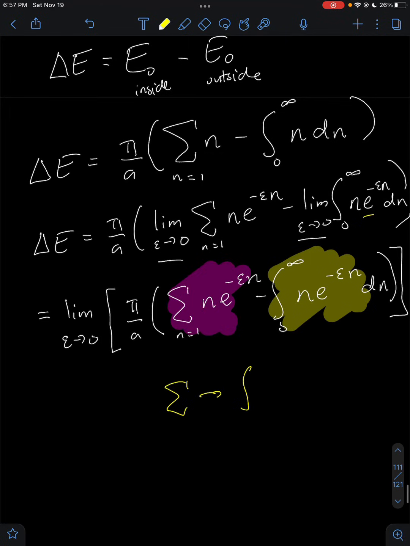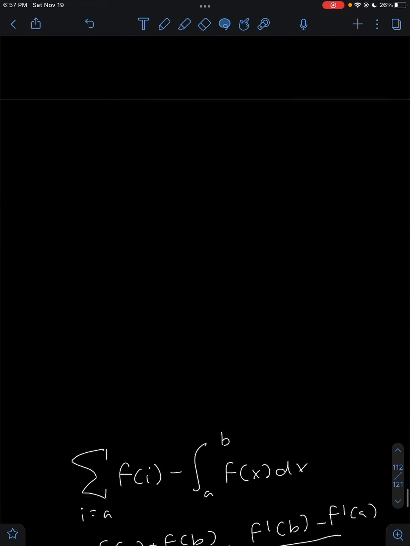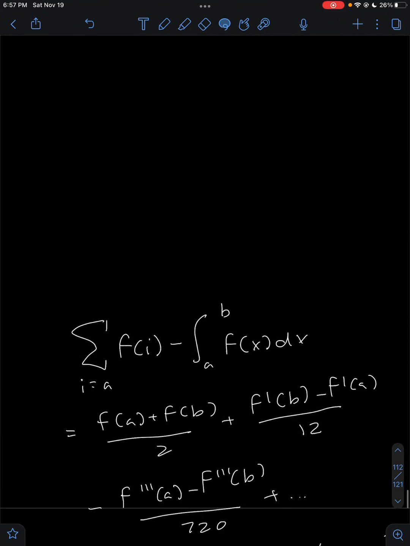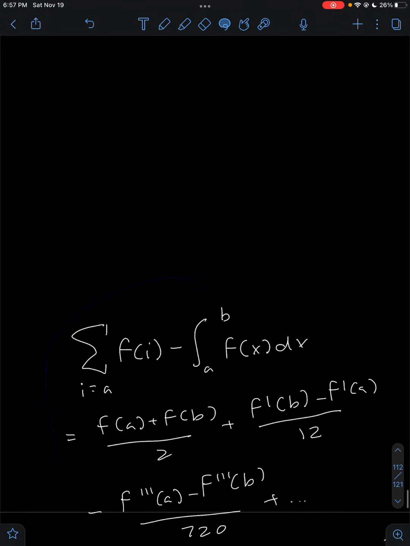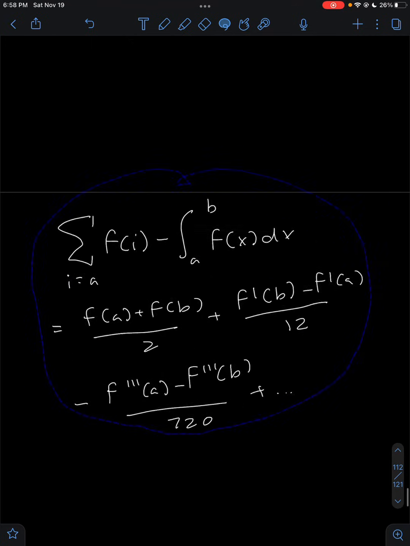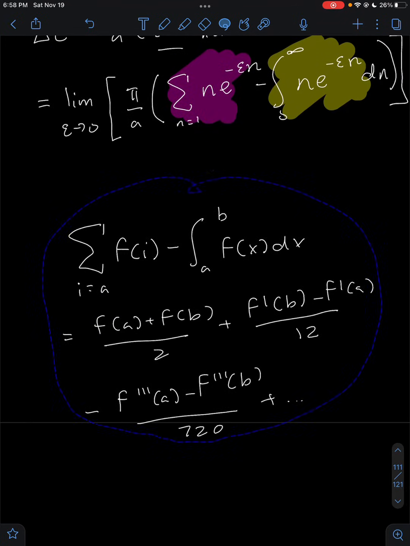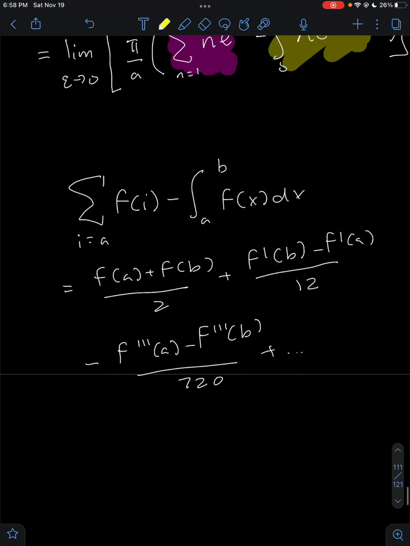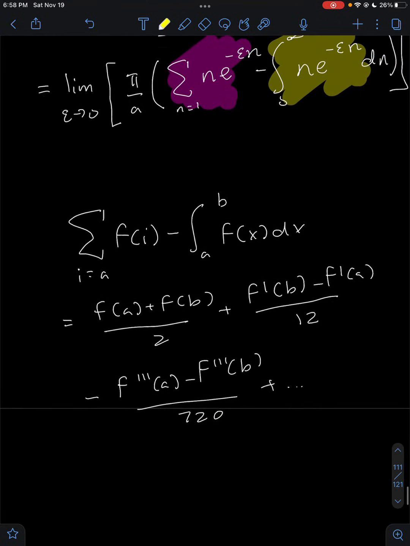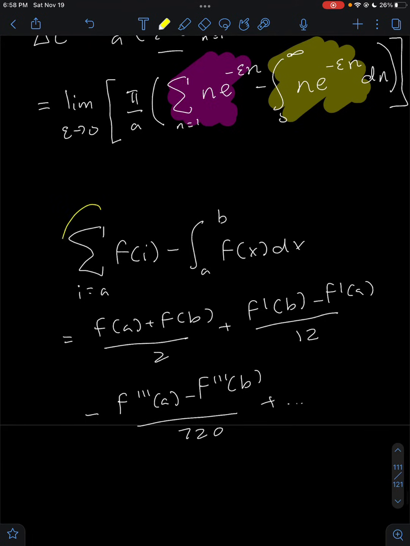Now, there's actually a formula in math called the Euler-Maclaurin formula. I have it conveniently placed underneath here. It essentially relates the difference between a sum and an integral, so an integral with a closely related sum.